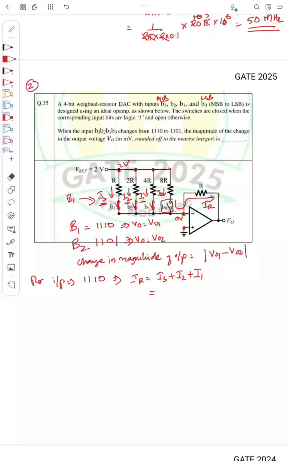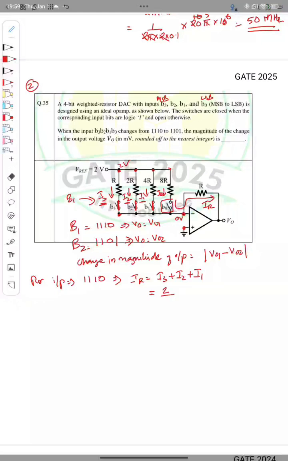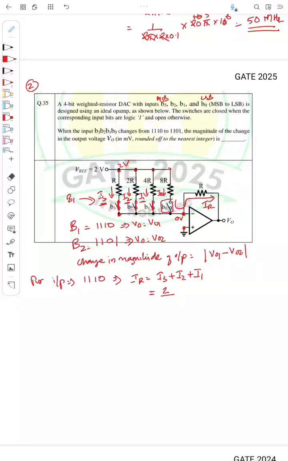So what is I3 here? I3 is the voltage across this resistance R divided by the resistance R. The voltage across each resistance when the switch is closed is 2 volt itself, because this end is 2 and this end is 0. So I3 is 2 by R. Similarly, I2 is 2 by 2R, plus I1 is 2 by 4R. So this is the current when B1 is 1110.